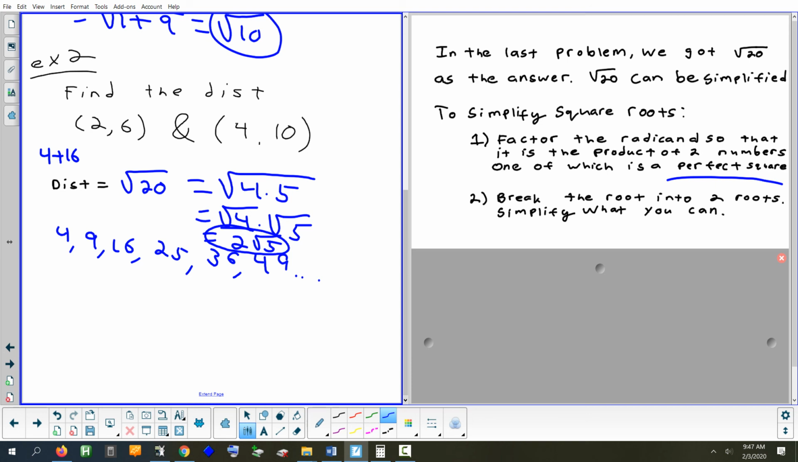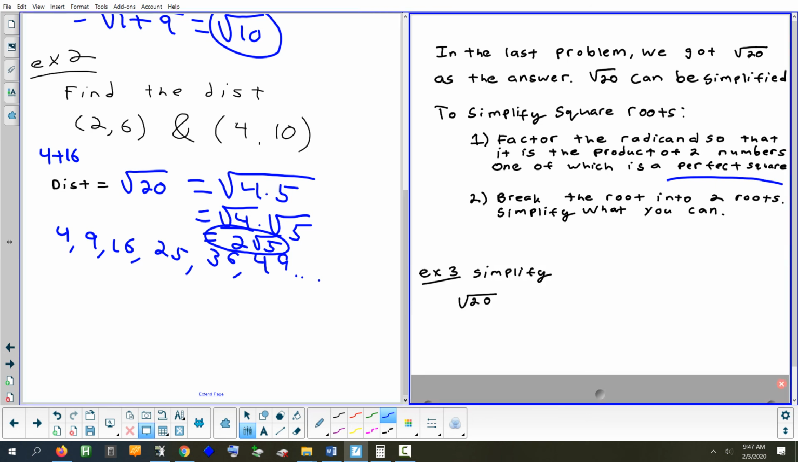Some people like to make a tree. If you do a tree, that works fine too. We just did example 3. I'll do one more of those.